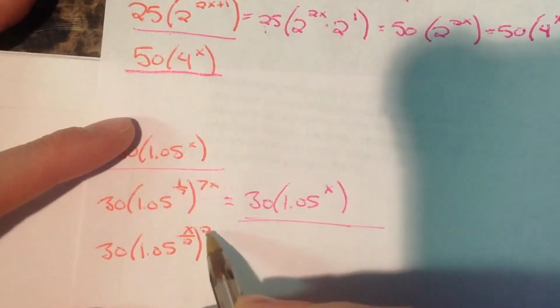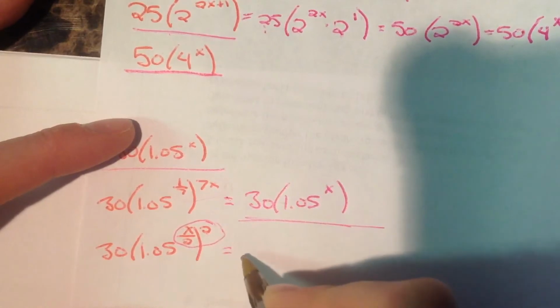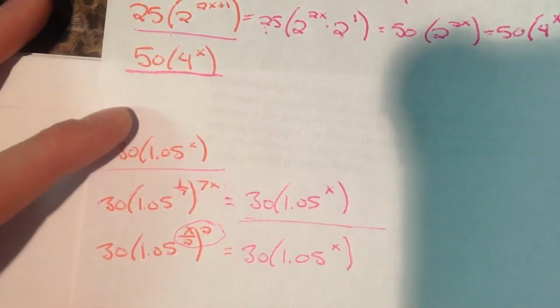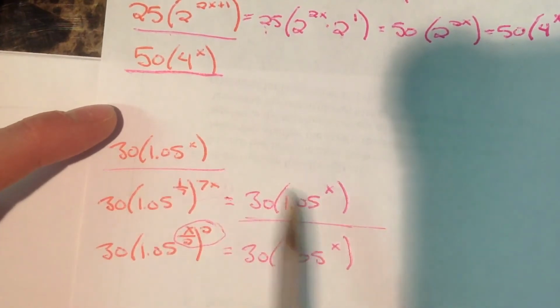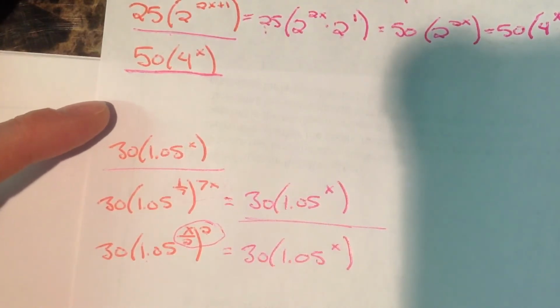Looking at our last one, same thing, power to a power, we multiply. So 2 times 1/2 x is just 30 times 1.05 to the x. We multiply it together. So since these three things simplify to the same thing, these are actually the same expression, or they lead to the same outcome when we simplify them.